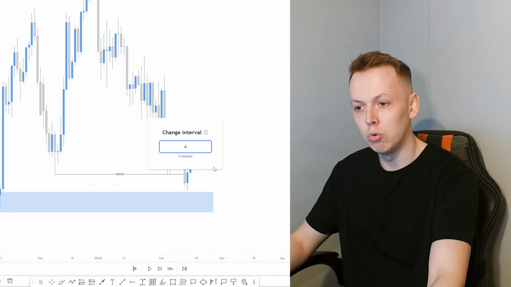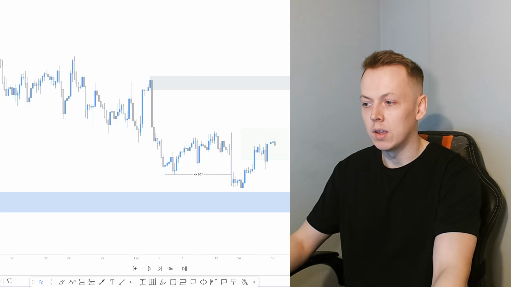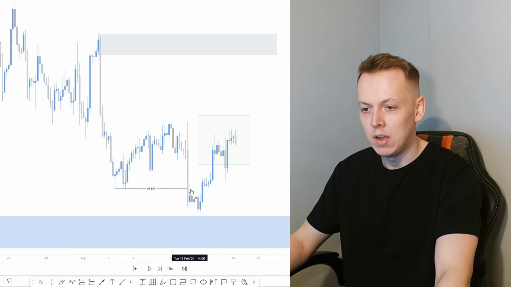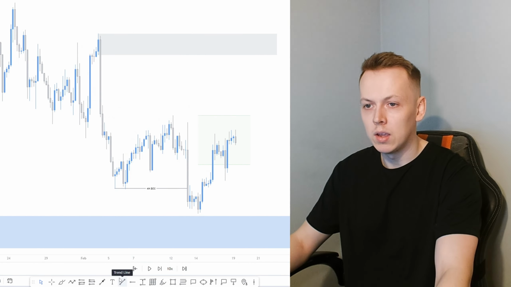Now dropping down to a 4-hour time frame, what we can see is that we did have this break of structure in here. Following on from that, we also had this break of structure just in here, so you're going to mark this one in as well, and you can see that price is clearly moving bearish.